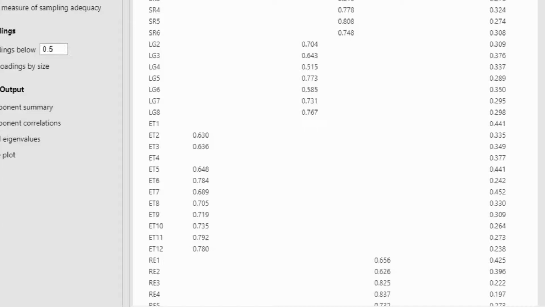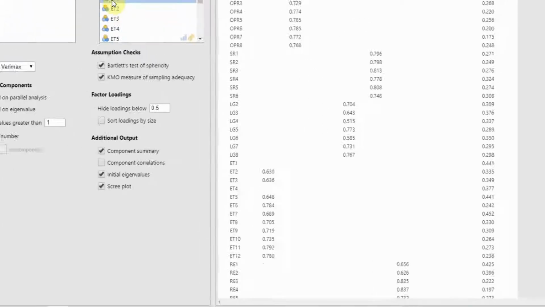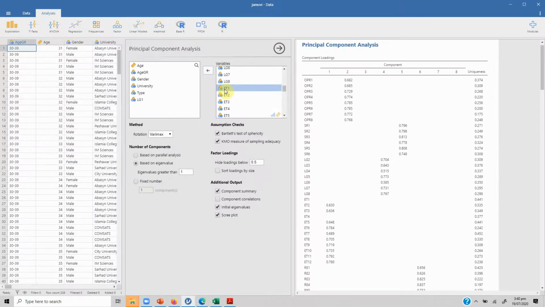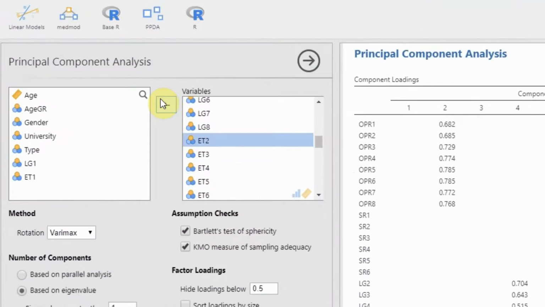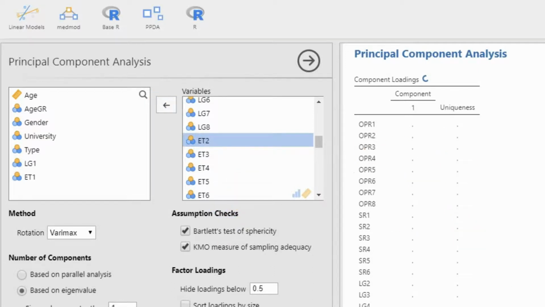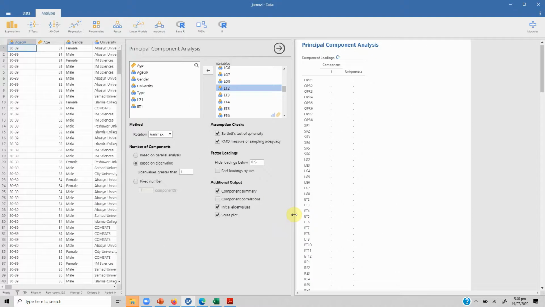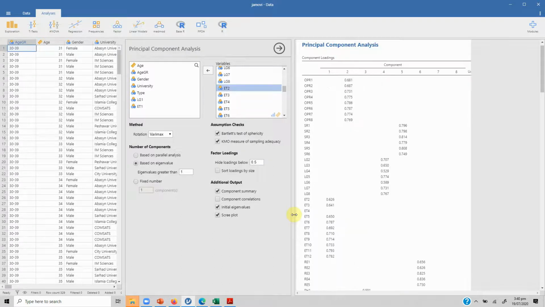Sometimes what happens, if you do not remove them all together, remove one by one, because sometimes with the removal of one item the other starts to load well. So remove ET1 and it's going to start again. It's a stepwise process, and more or less an iterative process. So you keep on removing items. We'll be talking about some troubleshooting as well later.